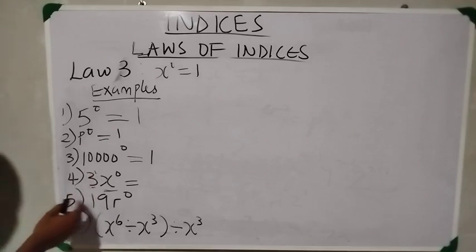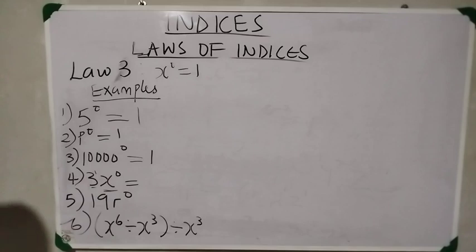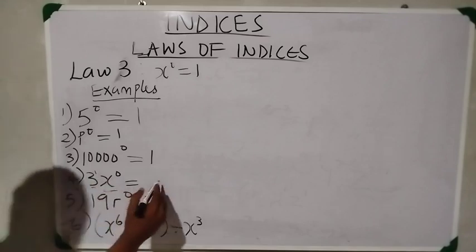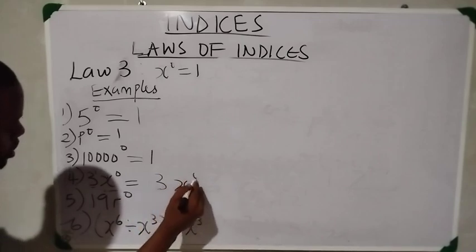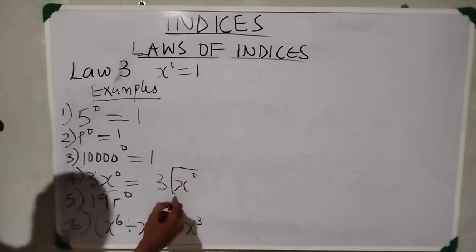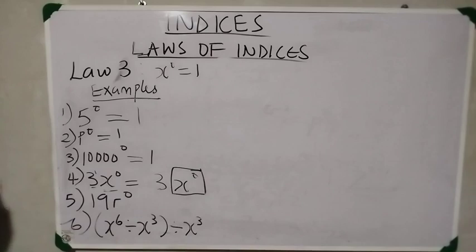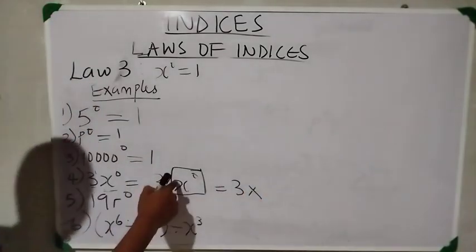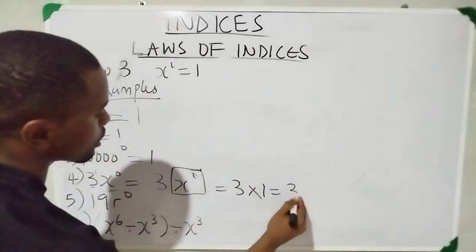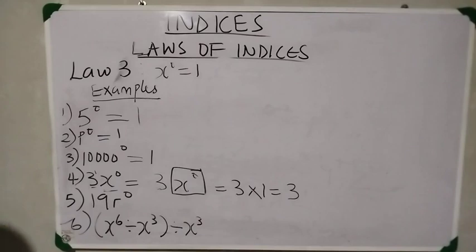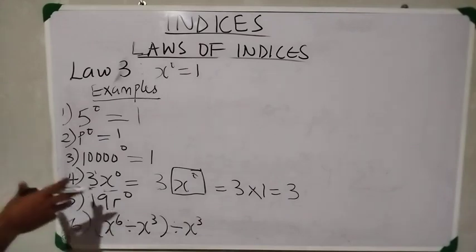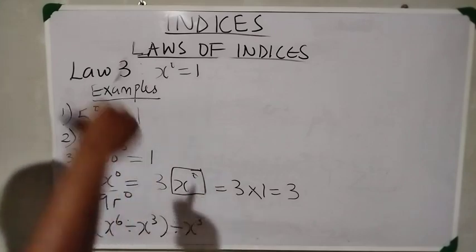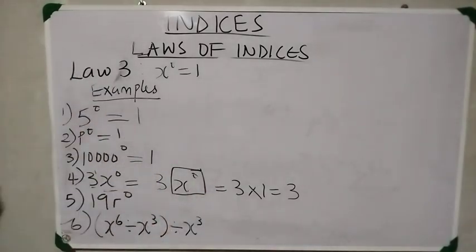This 3 is a separate base. X is the one carrying the 0. So it means it is only this x raised to the power 0. So inside this 3x raised to the power 0, it is only this that is equal to 1. This 3 remains. So your final answer will actually be 3 times this one that is equal to 1, which is 3. So please, always take note that when applying this law, it is only the base carrying the power that is equal to 1.